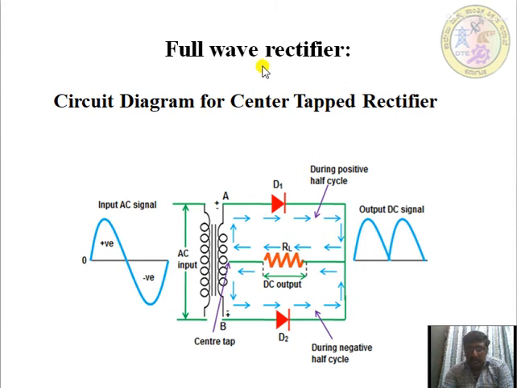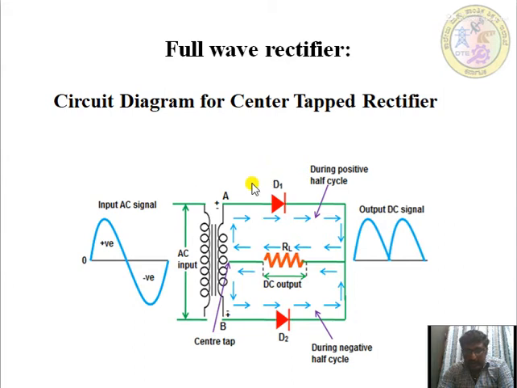Okay, first we will be just going through the full wave rectifier, and this one is a circuit diagram for a center tapped rectifier. So here we are using two diodes, D1 and D2. So this one is the input AC signal, this one is the transformer, and this one is the AC input. You are having two points, that is A and B, and this one is a center tap, and the load resistor RL is connected across the load and center tap, and we will be getting the output here only. So we will be considering the output as the DC output.